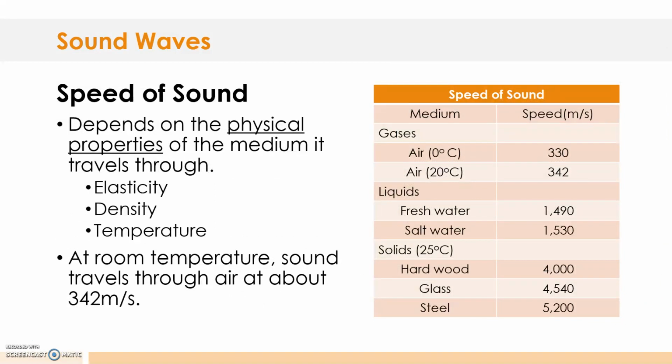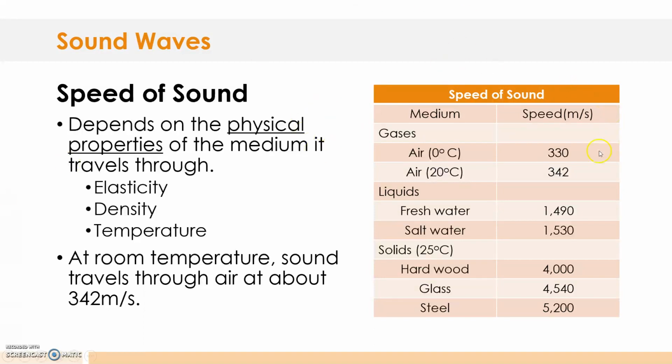So the speed of sound depends on what the medium is. And we've talked a little bit about this. So the elasticity of it, like how elastic it is, the density of it, how many molecules are all packed in there, and the temperature, so how fast those molecules are moving. So at room temperature, so just a basic room, what it's normally at, sound travels through the air at about 342 meters per second. So 342 meters is actually about 1,000 feet a second.